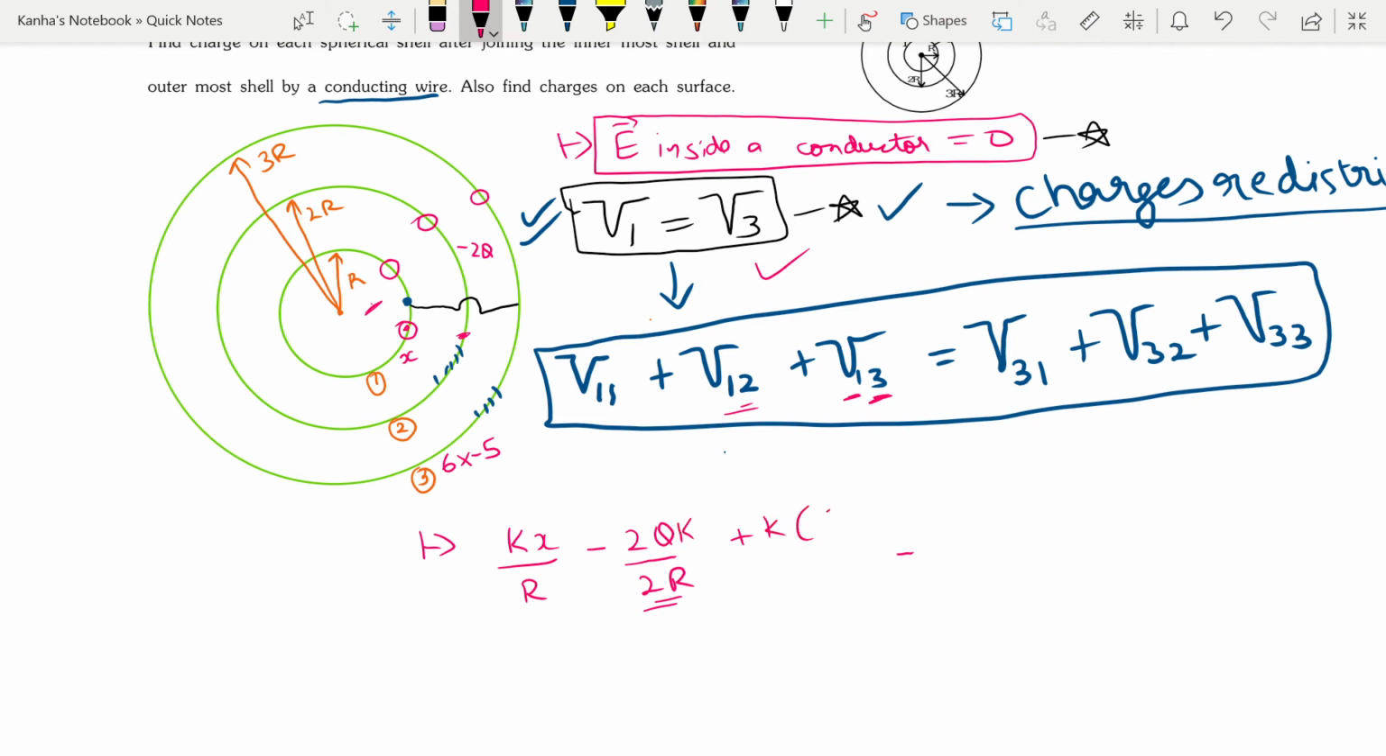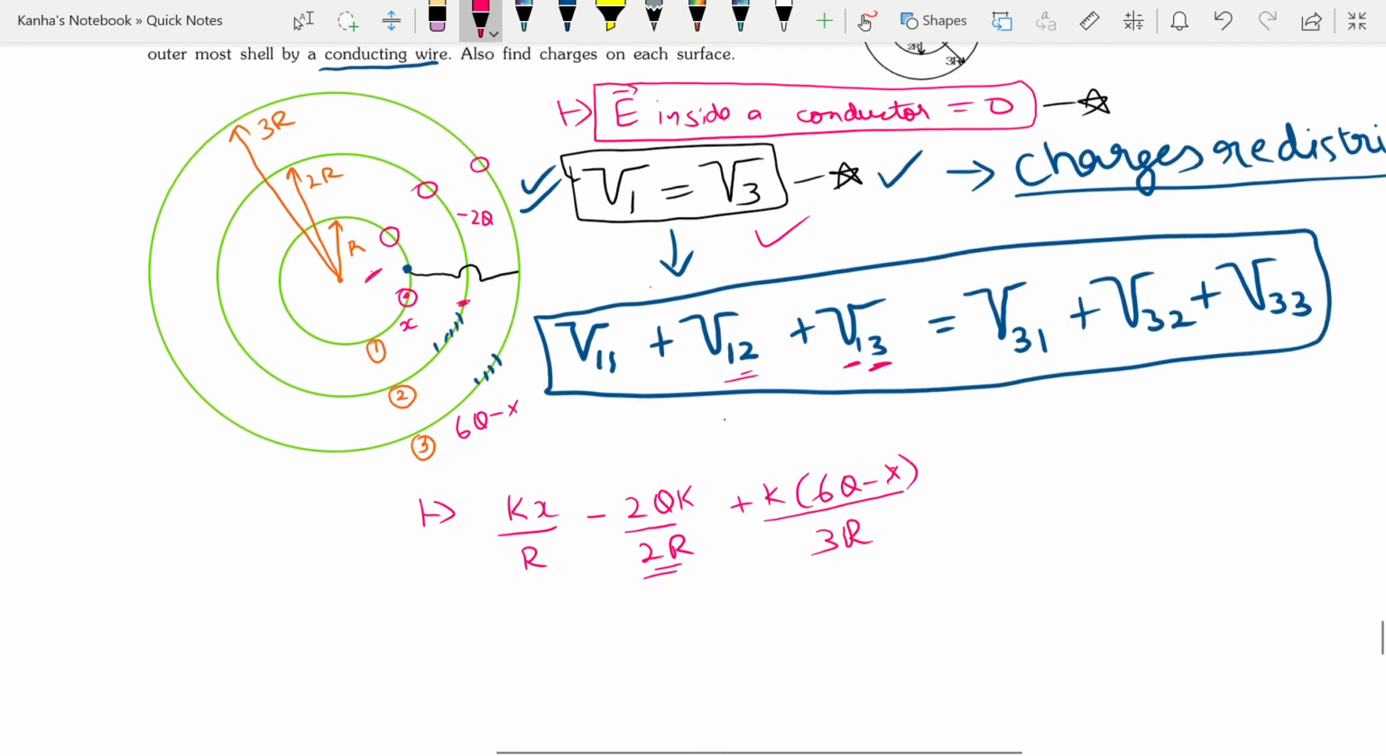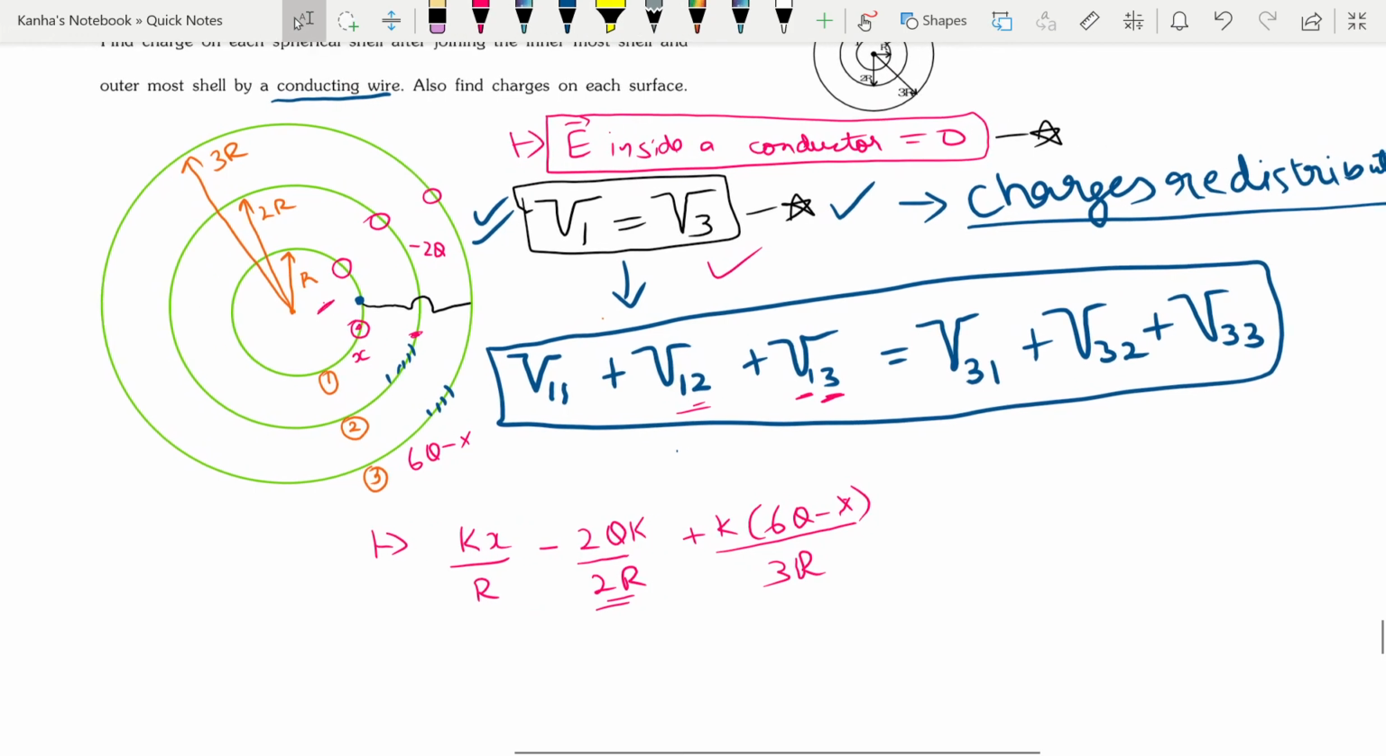So I can write this as k into 6q minus x, sorry, this is not 6x, this is 6q minus x, divided by 3r. Because for the third shell also this is inside, so the potential will be equal to the potential at the surface of the third shell.